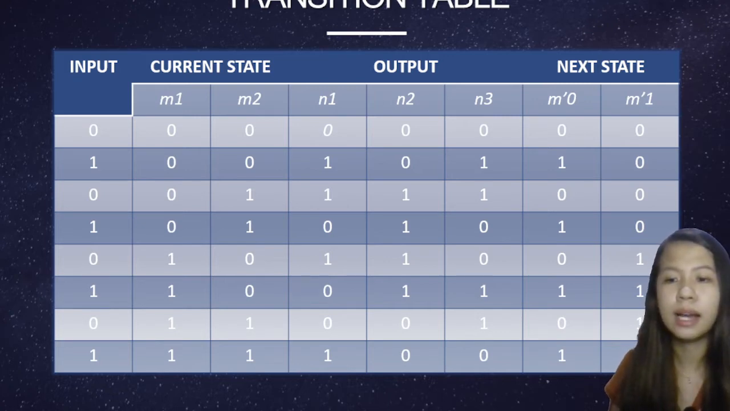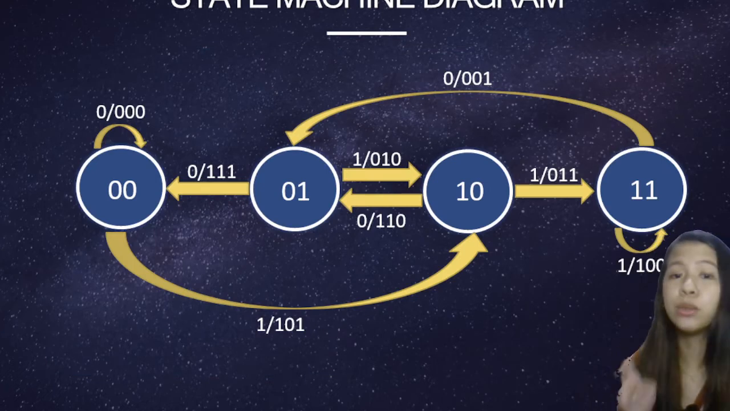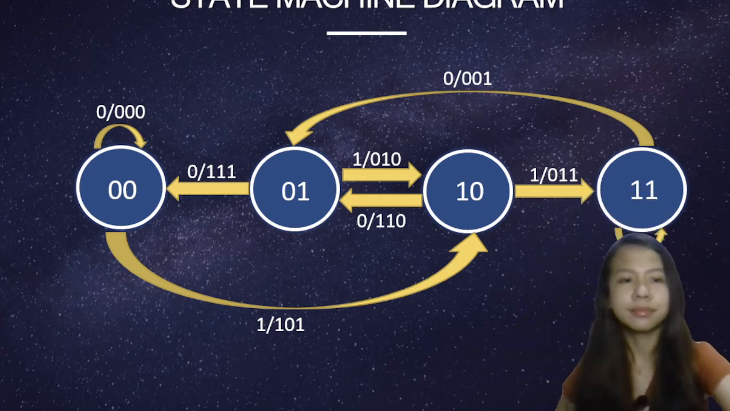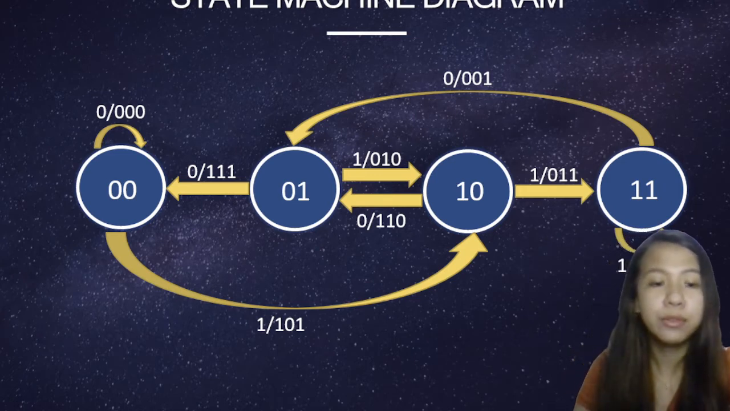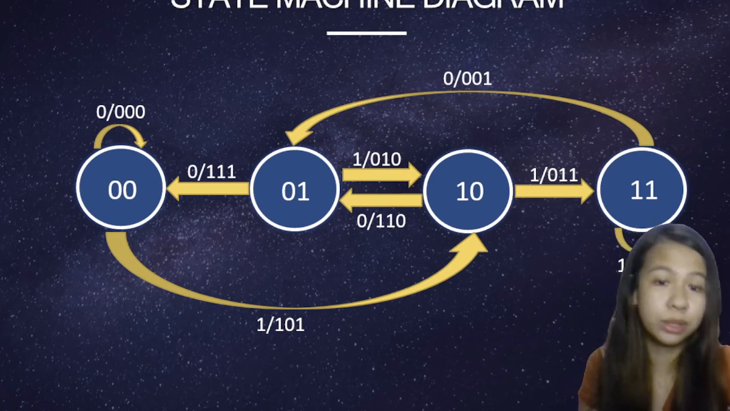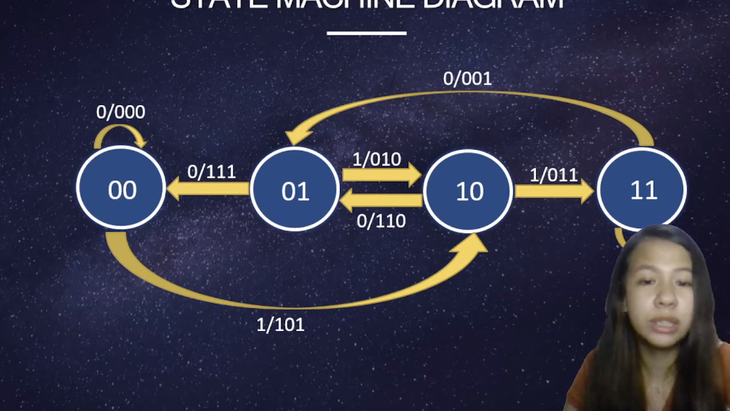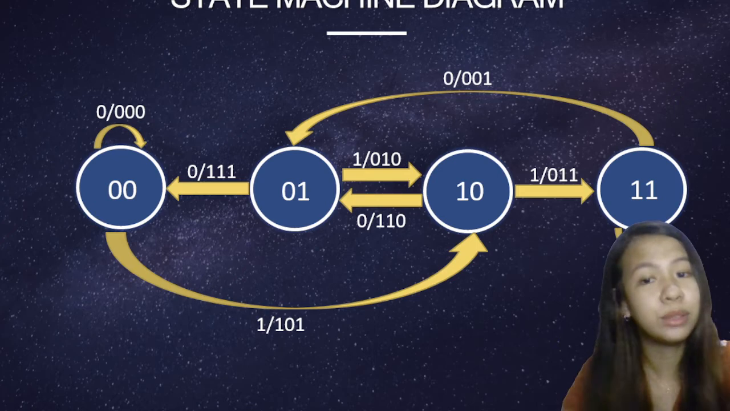So, in the state machine diagram, here you can see we have 4 states: 0,0, 0,1, 1,0, and 1,1. Okay. Then, if the input is 0 and the current state is 0,0 here, then the next state is also 0,0, then the output is 0,0,0.